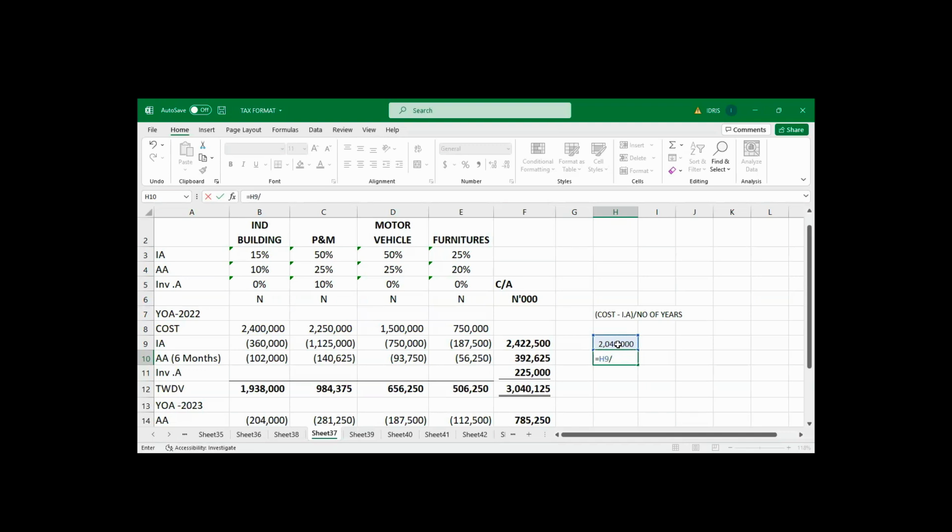If you want to know the number of years for industrial building, it is 100% divided by the annual allowance rate. What is the annual allowance rate for industrial building? 10. So 100% divided by 10 is 10. That means the annual allowance for 1 year is 204,000. But for the 2022 year of assessment, how many months is the basis period?